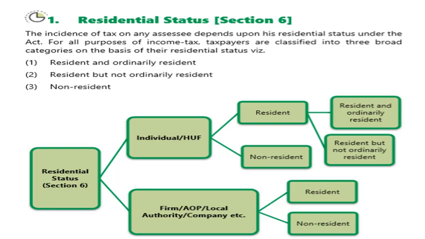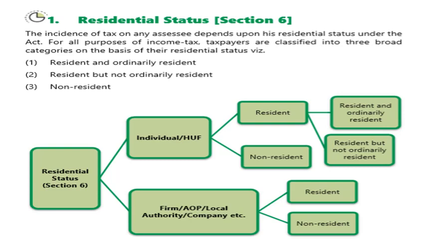Section 6 of the Income Tax Act 1961. The incidence of tax on any assessee depends upon his residential status under the Act. For all purposes of income tax, taxpayers are classified into three broad categories on the basis of their residential status, namely resident and ordinarily resident, resident but not ordinarily resident, and non-resident.